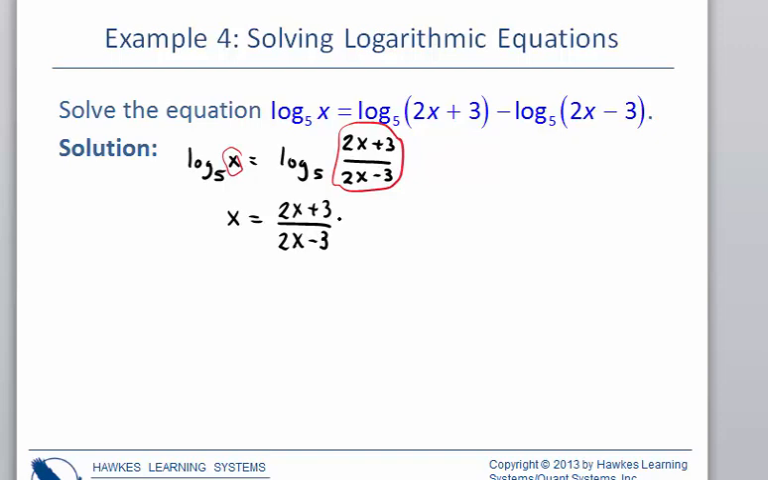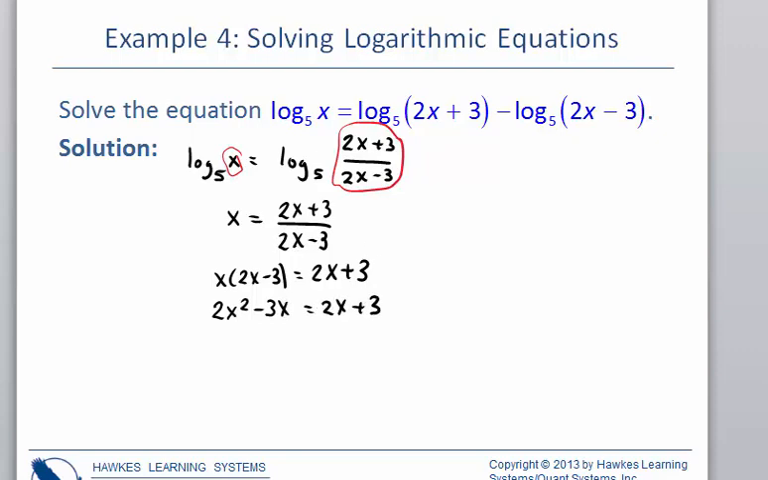And so let's cross multiply this thing, get rid of our fraction. So I'm going to multiply x times 2x minus 3. And I'm going to multiply 2x plus 3 times that 1, so it would just be 2x plus 3. Okay, so now it's not really a log equation anymore. We can just use our regular techniques for solving for x. So we're going to distribute the x first. So that's going to give me 2x squared minus 3x is equal to 2x plus 3.